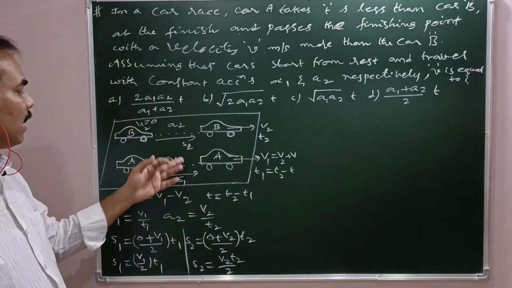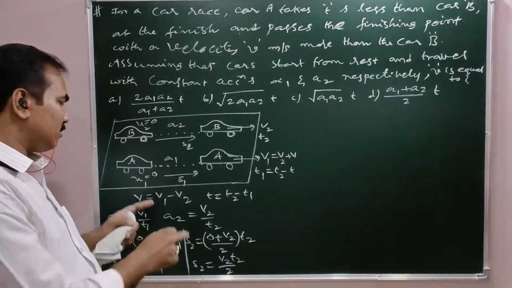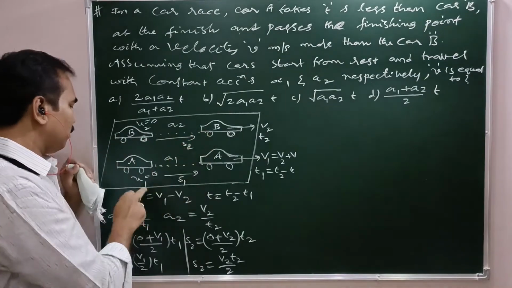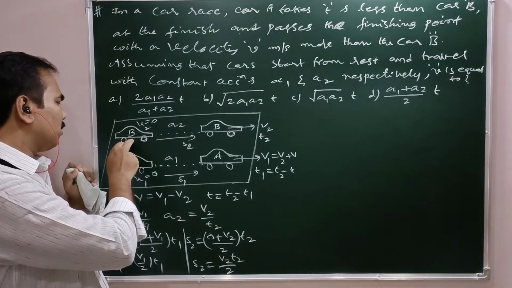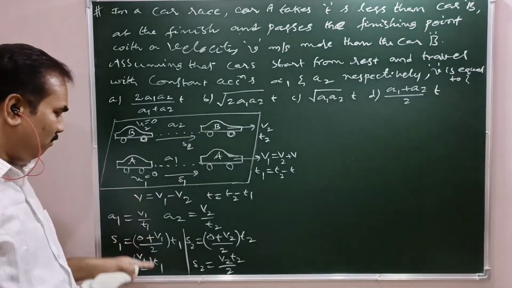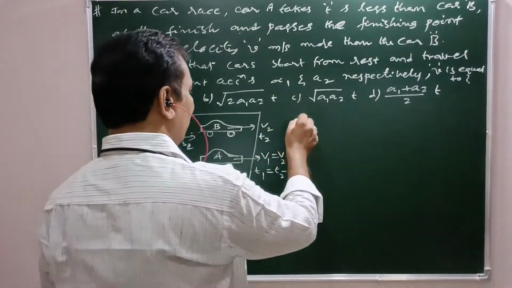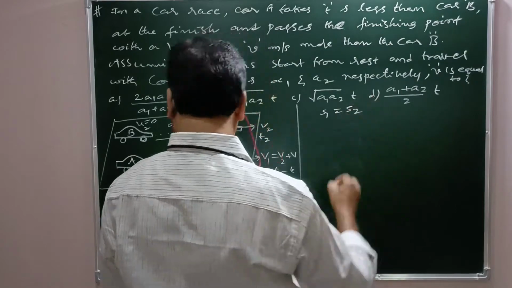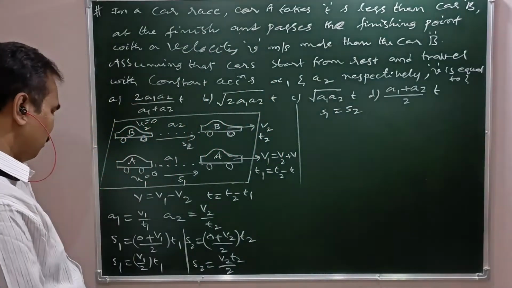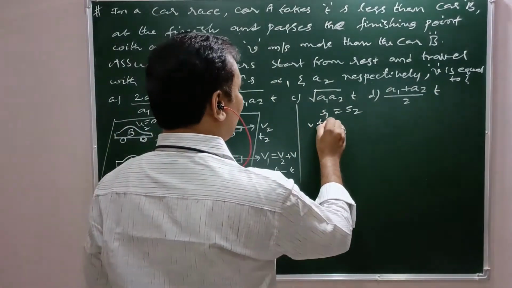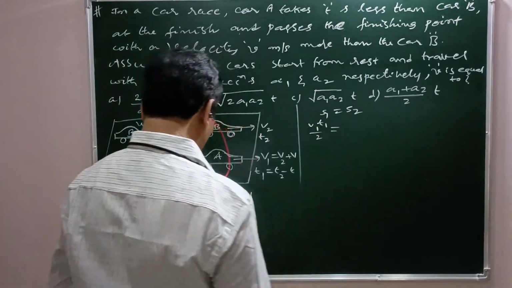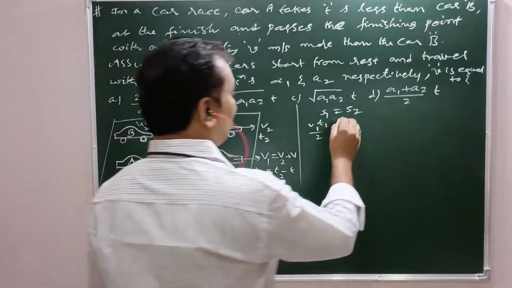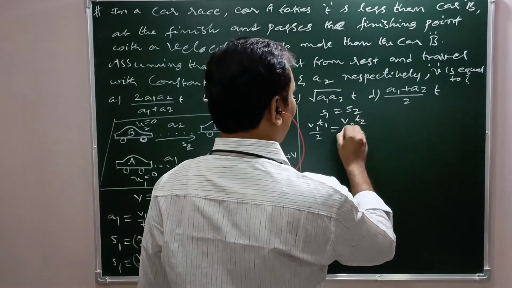But s1 equals s2. Why? Because the destination is the same for both. Initial positions are also the same, final positions are also the same. Therefore, s1 equals s2. So s1 equals v1 t1 by 2, equal to s2, which is v2 t2 by 2.